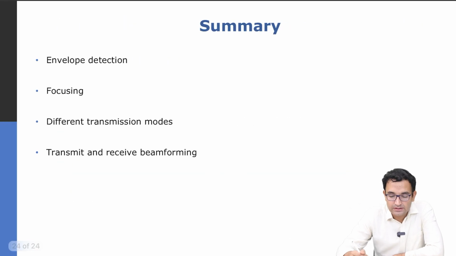So let's summarize this lecture, and I hope this review has been useful to you. We discussed the topic of envelope detection. We discussed how focusing can be performed in array transducers by providing delays, and by changing delays we can also change the depth at which you are performing the focusing. We discussed again the different transmission modes: plane wave, synthetic aperture imaging, and focused transmit imaging. We also discussed how beamforming is performed for all of these. And lastly, we discussed both the transmit and receive aspects of beamforming. Beamforming is performed in both transmit and receive phases of image reconstruction. So with this, I would like to conclude the lecture.